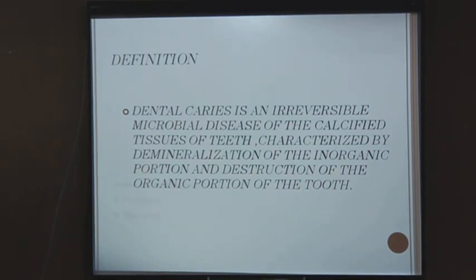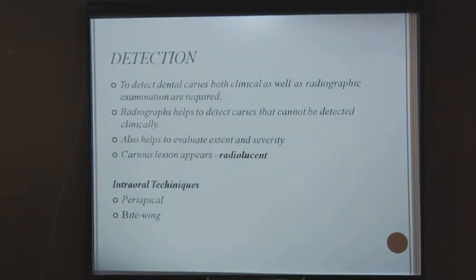Definition of dental caries. Radiolucent. Why is dental caries appearing radiolucent? Normal tooth appears radio opaque, but your dental caries appears radiolucent because of demineralization. How much of mineral should be lost so as to appear radiolucent?